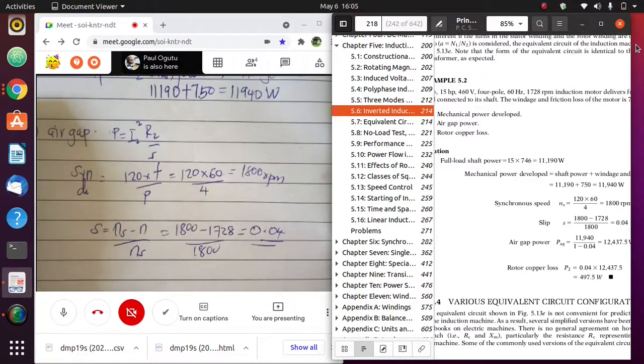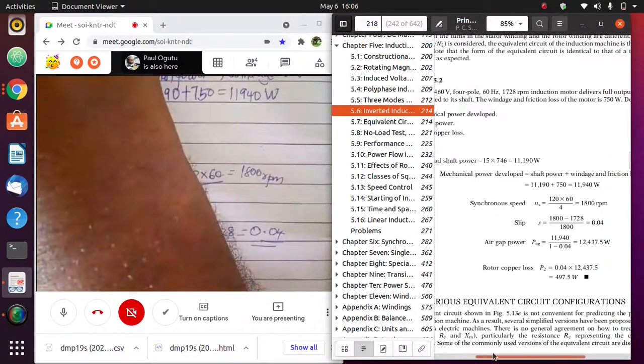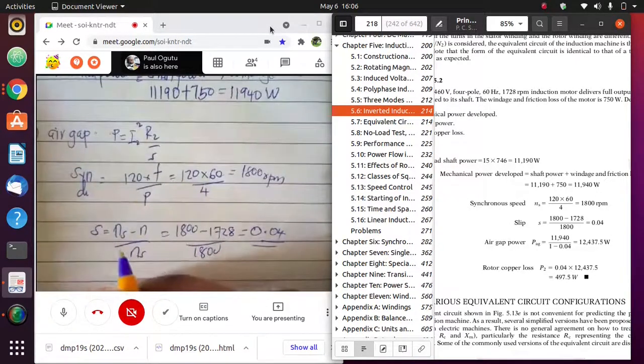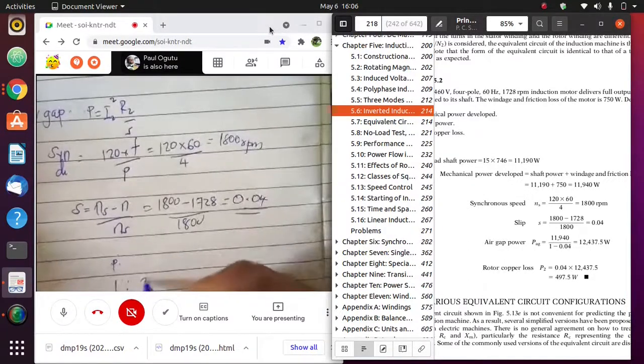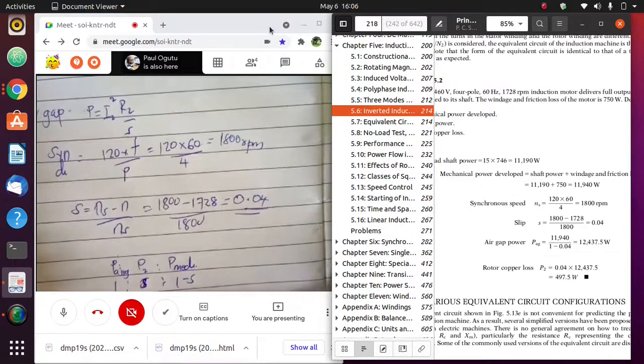Now remember, I want us to recall something. The ratio at which these powers work, we have the P air gap, the rotor copper losses, and P mechanical, in the ratio 1 is to S is to 1 minus S. Now we have calculated and found that the P mechanical is 11,940. So what will be the P air gap using these ratios?